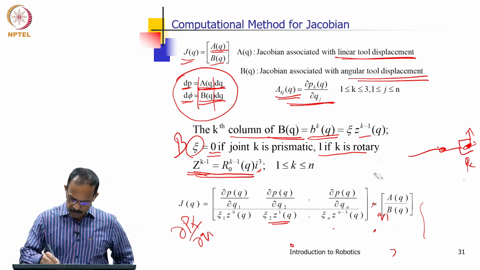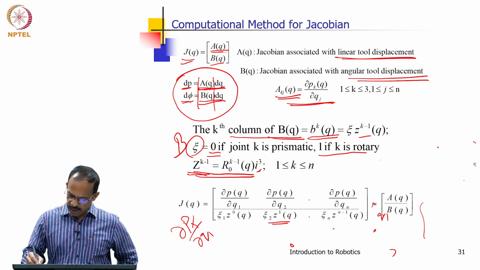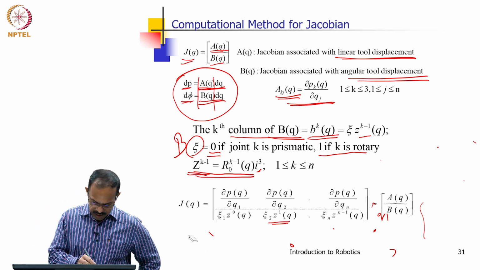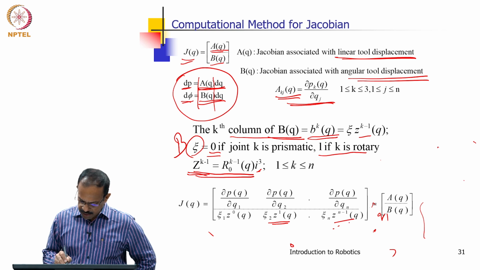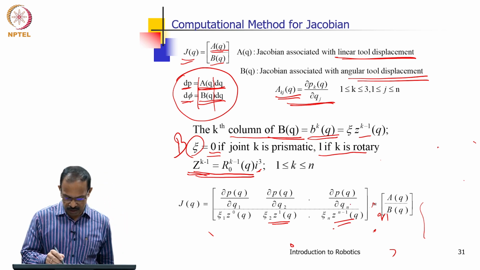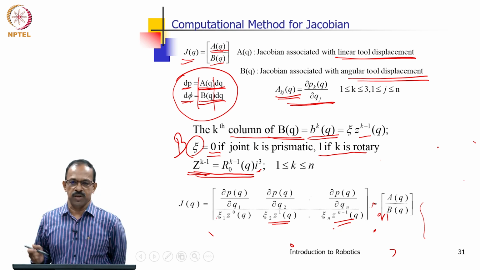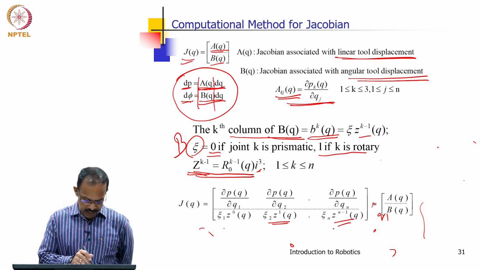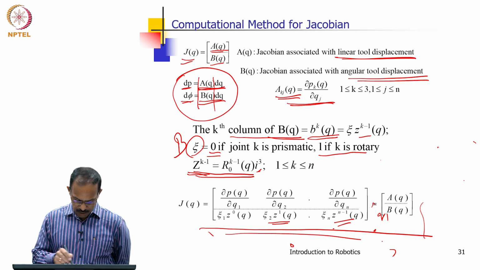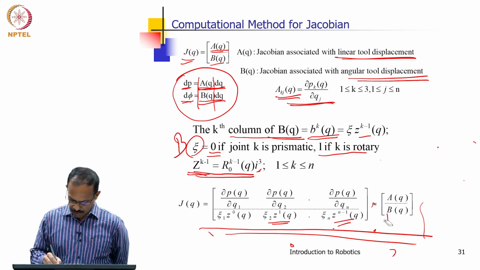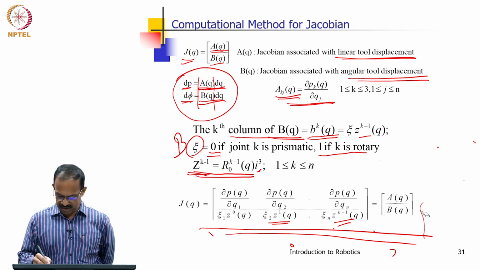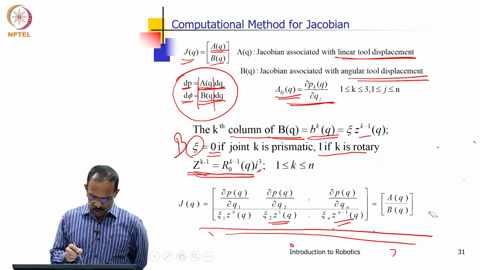The B2 will be the second joint axis. So, the second joint axis will be this one, and this will be the nth joint axis, or the nth axis with respect to the base frame. So, this is the way you get the Bk for the manipulator. It will be clearer when we take an example.